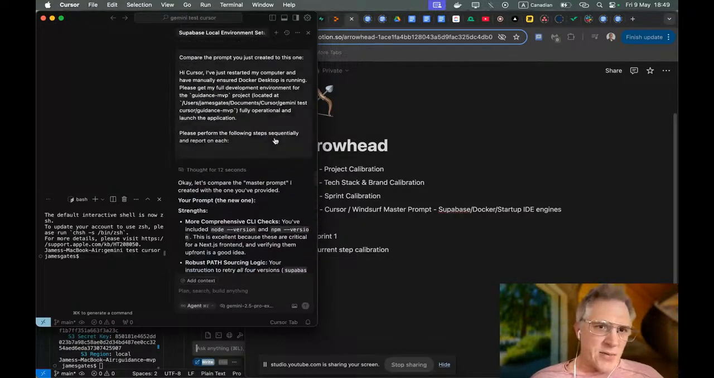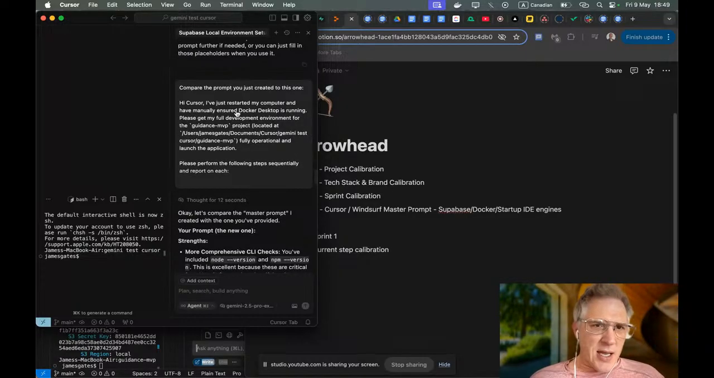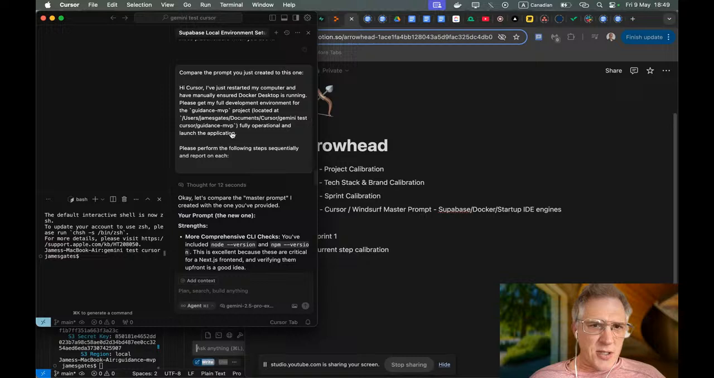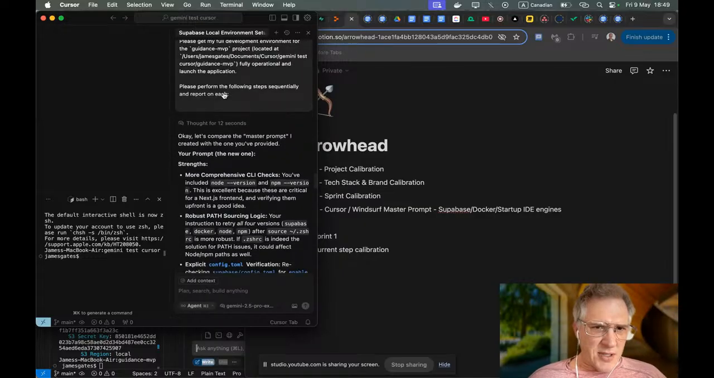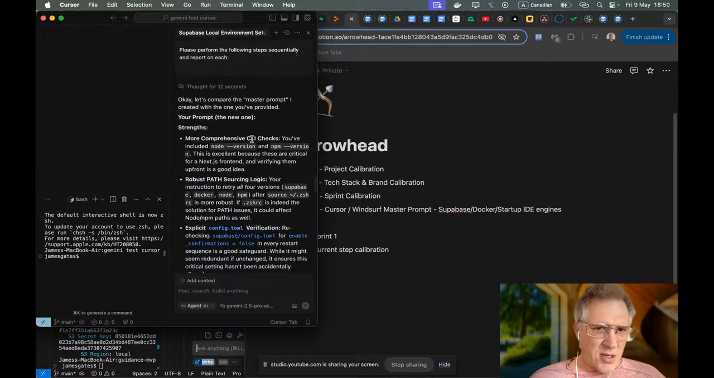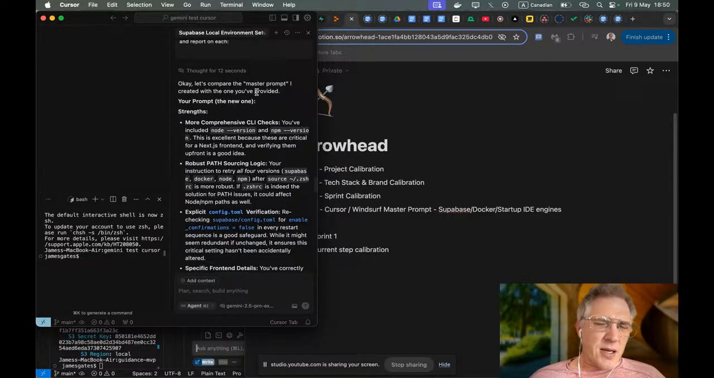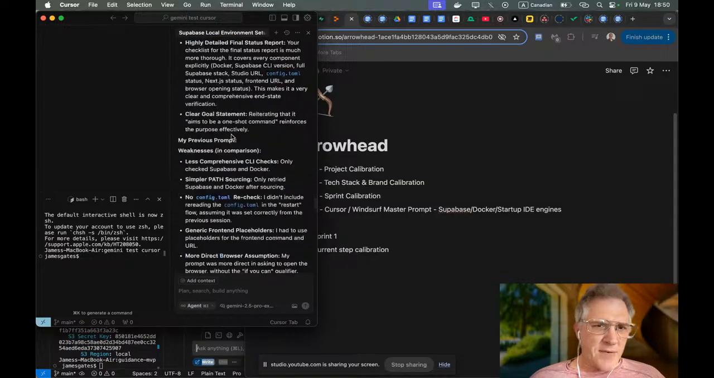Now this time what I did was I asked Cursor, "Hey, can you compare the prompt that I created to this one? Hi Cursor, I've just restarted my computer and have manually ensured Docker is running. Please get my full development environment and guidance. Please perform each of the following steps." So it compares the master prompt from before, and it gave some feedback.